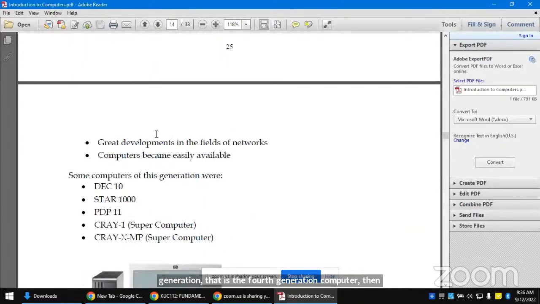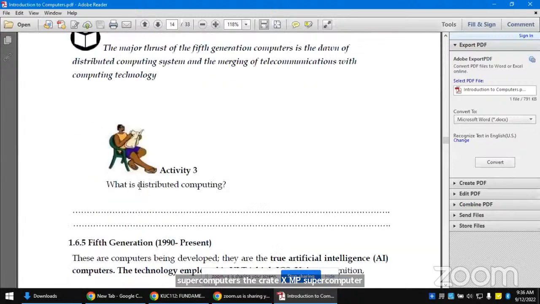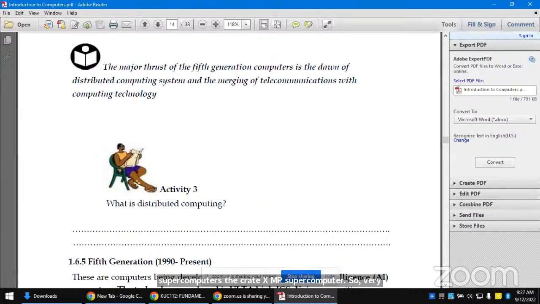Then there was great development in the field of networks. Computers became easily available. Some of the computers of this generation were the DEC 10, the Star 1000, the PDP 11, the Cray 1 supercomputer, and the Cray XMP supercomputer. The major thrust of this generation is the dawn of distributed computing systems and the merging of telecommunication with computing technology. That is one of the main things.